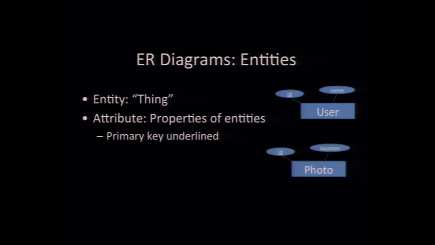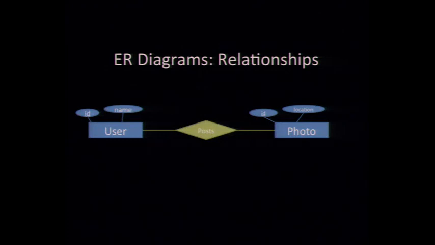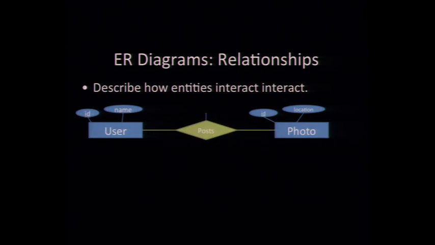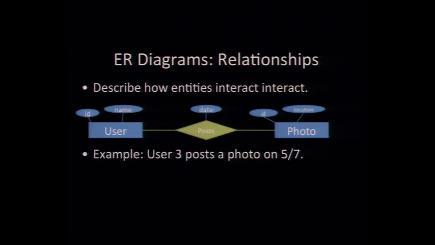Okay, so then the next thing we ask is how do these entities interact with each other? For that we use relationships, which are diamonds, and we connect them to the two entities, or you could have more, as we'll see. And there are also attributes about those, so you can also connect ovals with attributes to the relationship as well.